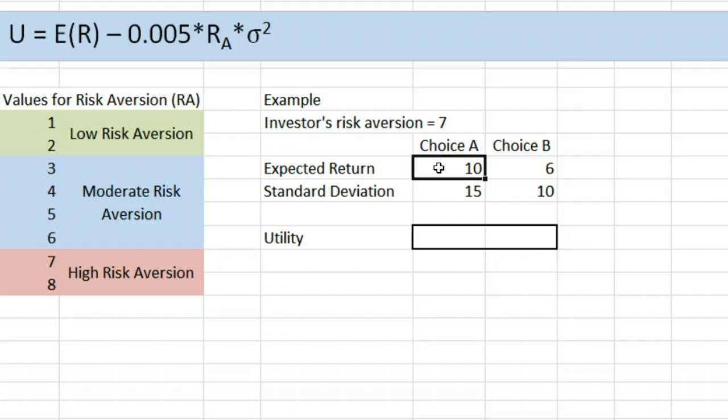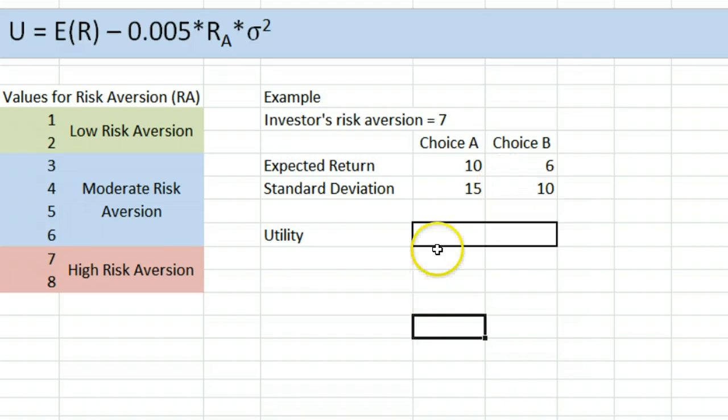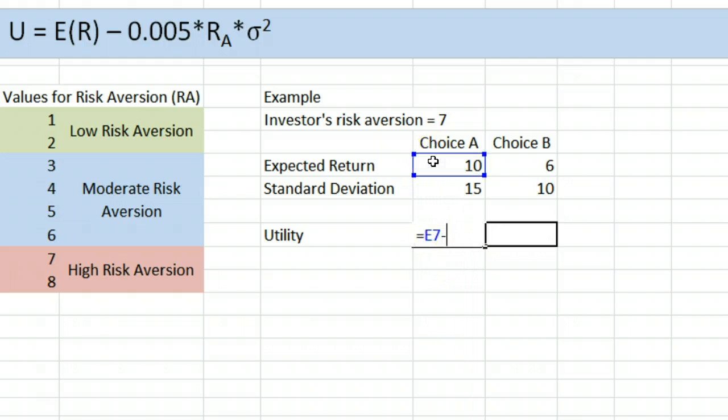In this example, we have an investor with risk aversion 7 and two portfolios to choose from: choice A with expected return 10% and standard deviation 15%, and choice B with expected return 6% and standard deviation 10%. To find the utility for each portfolio, take the expected return, subtract 0.005 times the risk aversion level, in this case 7, times the standard deviation squared.